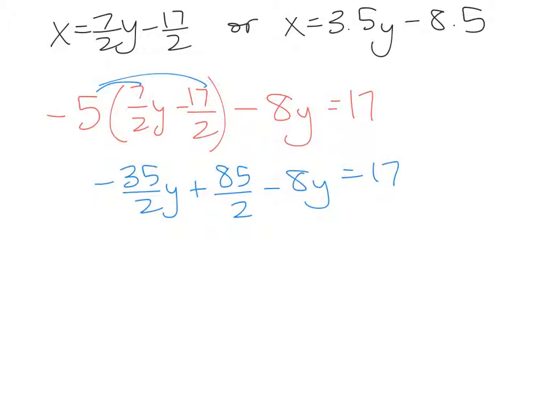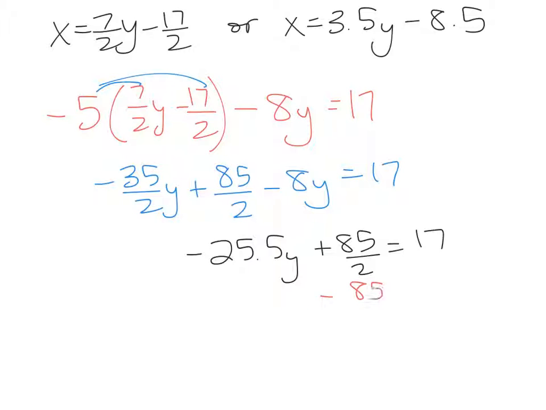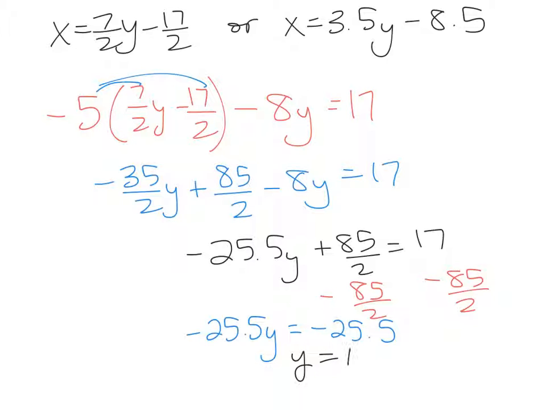Now, here is when I switched to decimals for whatever reason. So when I did, I ended up with negative 25.5y plus that 85 over 2 is equal to 17. Again, just like before, even though these are fractions, we're going to subtract 85 over 2. And here's where it's actually awesome. You end up with negative 25.5y is equal to negative 25.5. So here, anytime you have the same number is equal to the same number, but you have a variable, you know that the answer is 1. So y equals 1.